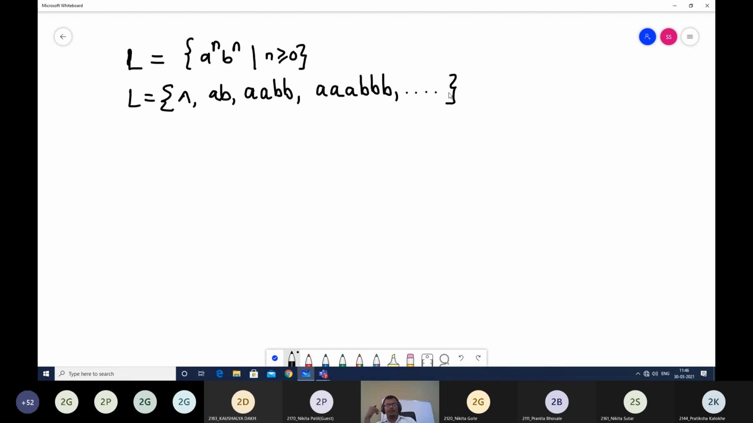Initially, my dear students, I'll take one non-terminal symbol, that is S, from where my grammar will begin. All of you just pay attention, this is very important. S is my first non-terminal symbol, from where my grammar is beginning. Now, what kind of strings do I have?